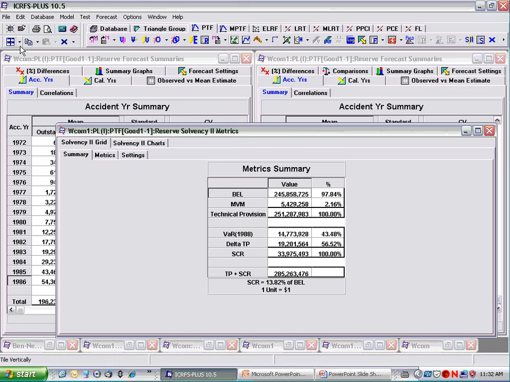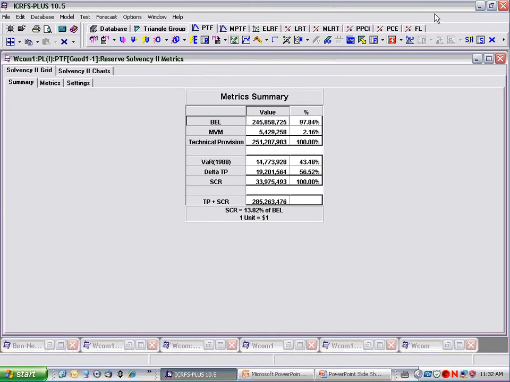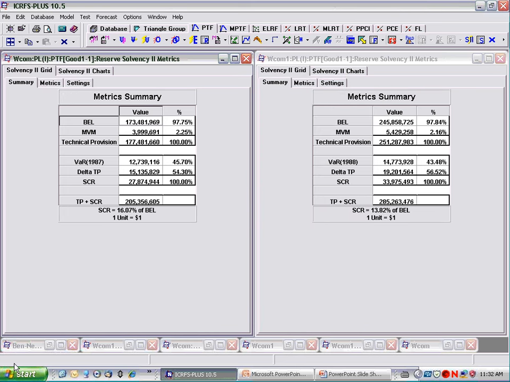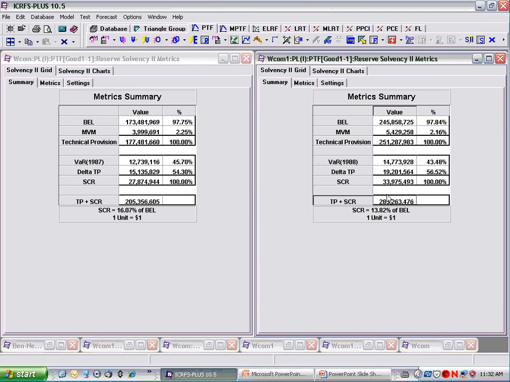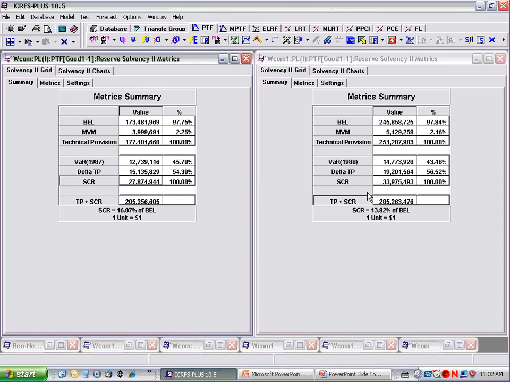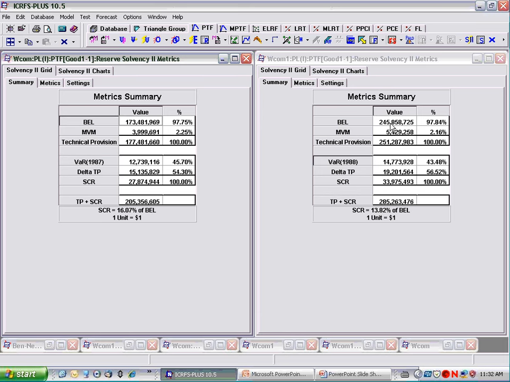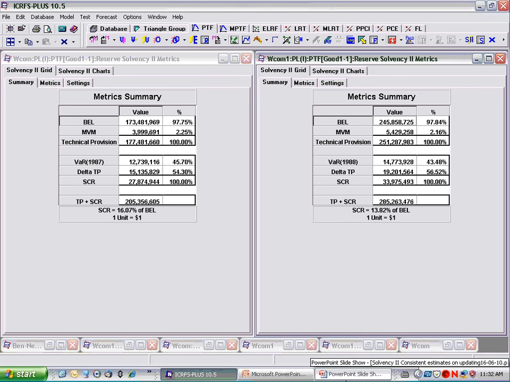So now if you compare the statistics, let's look at both, you'll see that now your total at TP plus ESTA is 285, you need much more money. Your SCR has jumped from 27 million to 33 million, your VAR has gone up, your mean value has gone up from 173 million to 245, that's much higher, because your assumption now is inconsistent.